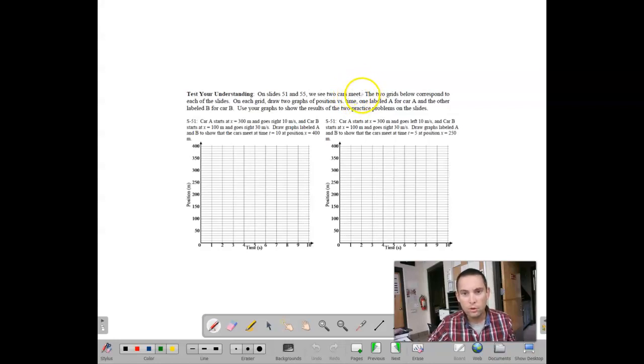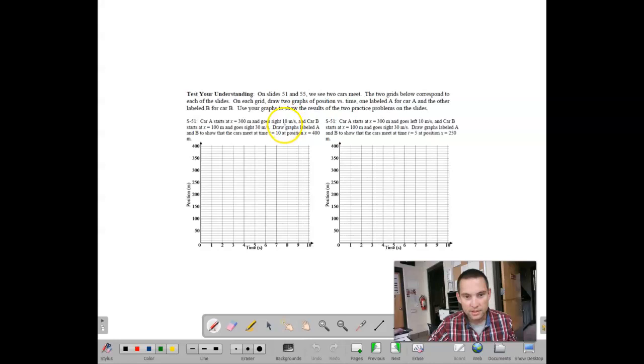Here we go. With this we have two cars that we're meeting back in the presentation. The grids below correspond to each of the slides. On each grid, draw two graphs of position versus time, one labeled A for car A and the other labeled B for car B. So car A starts at x equals 300 meters and goes right 10 meters per second.